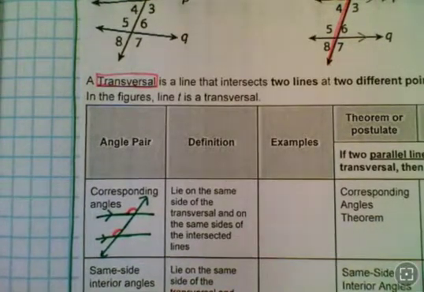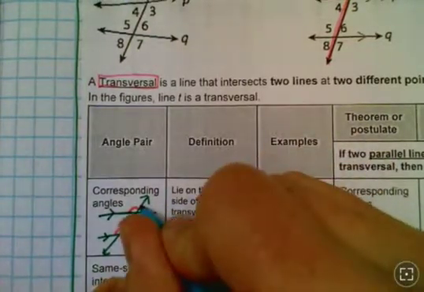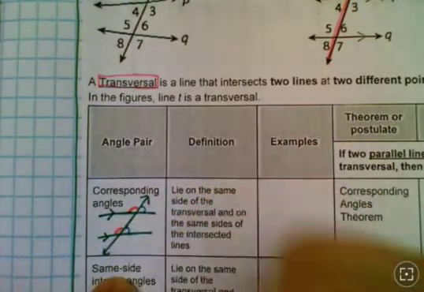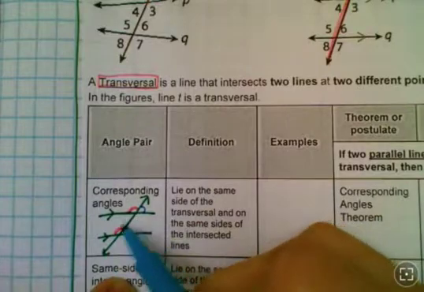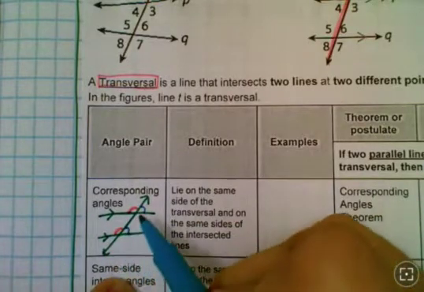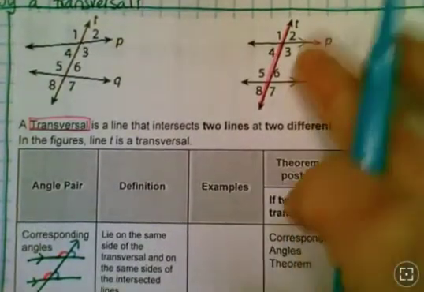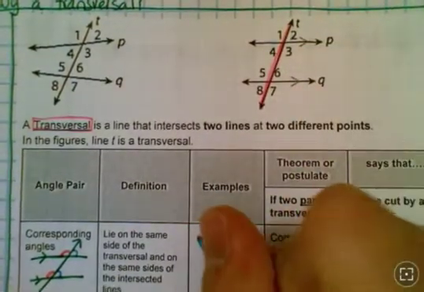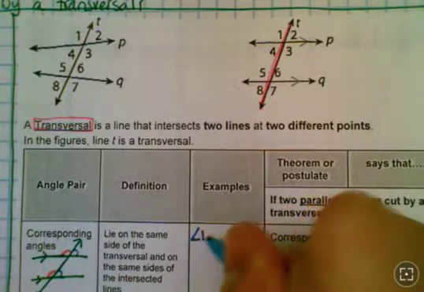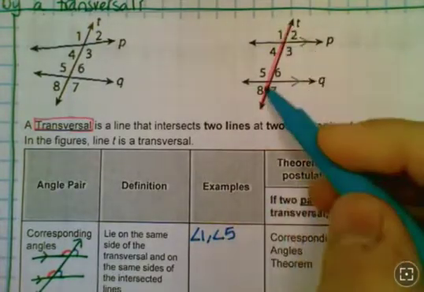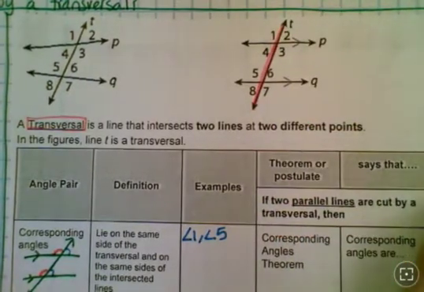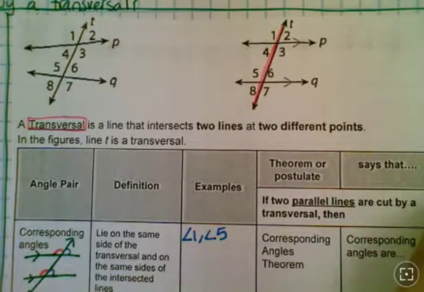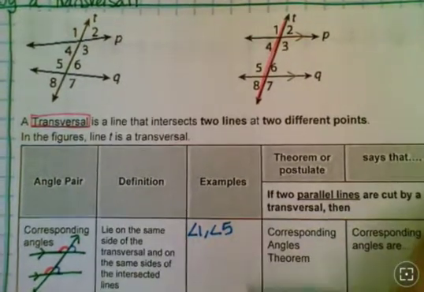Obviously, we could have the top right and the top right, those would be corresponding as well. And then the bottom left are corresponding, bottom right are corresponding. And so in this diagram up here, let's go ahead and list them. We've got angle 1 and angle 5 are corresponding. Go ahead and see if you can figure out the other 3 pairs of corresponding angles, and then check back up here to see if you got them.